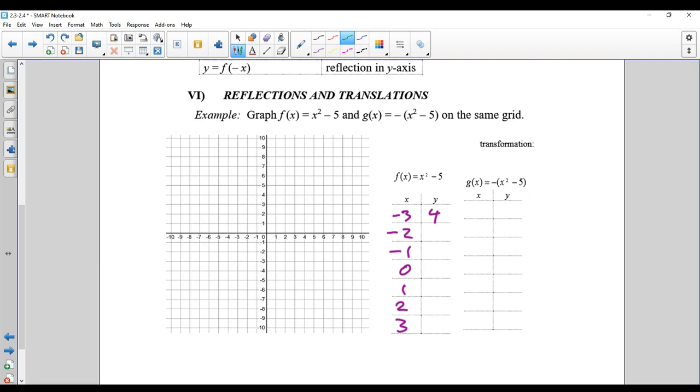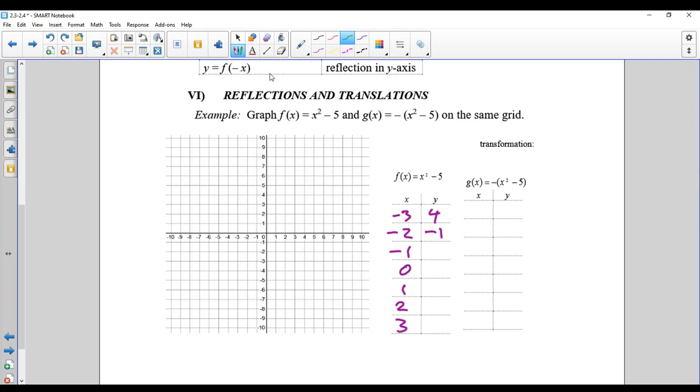Is everybody clear on that? Make sense? If I square minus 2, it's going to be 4. And then 4 minus 5 would be minus 1, and so on and so forth. So fill in that table for me, please. Draw the graph for me, please, everybody.